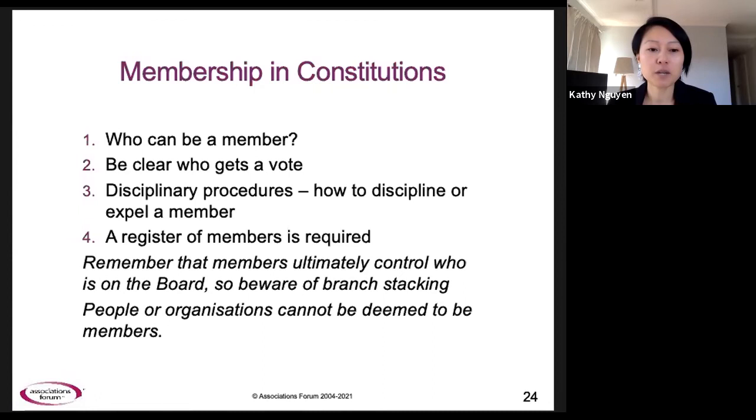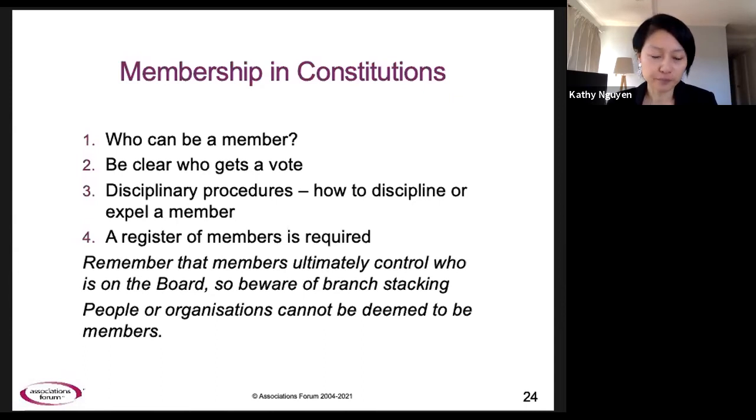And there's a principle that people or organizations cannot be deemed to be members. This usually happens in what we call a federation of associations. If there's an association in each state and territory for the same cause, and there might also be a national association for that cause, the state constitution might say, if you become a member of us, you automatically become a member of the national organization. You cannot deem that, and we do not agree with it, because the principle behind that is, if I join one association, it doesn't necessarily mean I want to be a member of another organization.